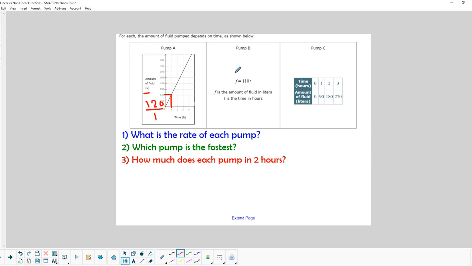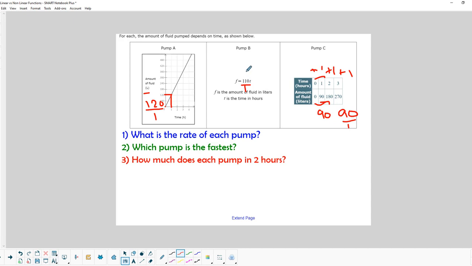over 1. All right, so on the next one, we notice that the number in front of t, which is the rate of change or our slope, is 110 over 1. So we notice this one's a little slower than this one. And then in the last one, we notice that the change in x is 1. So plus 1, plus 1, plus 1. So every hour, how much is our fluid changing in liters? By 90, right? So the rate of change on this one is 90 liters every hour.